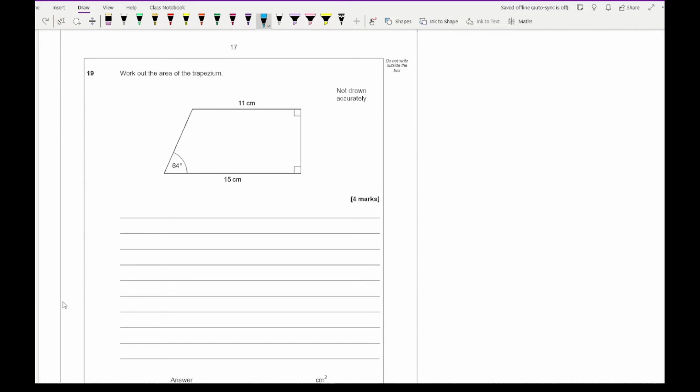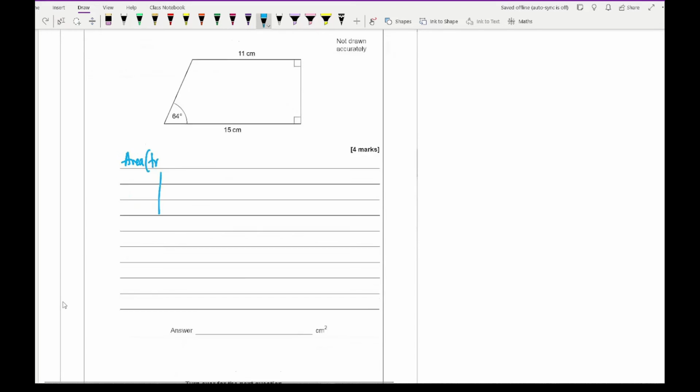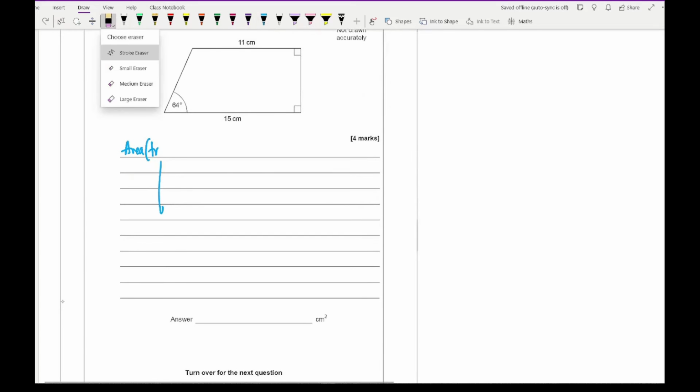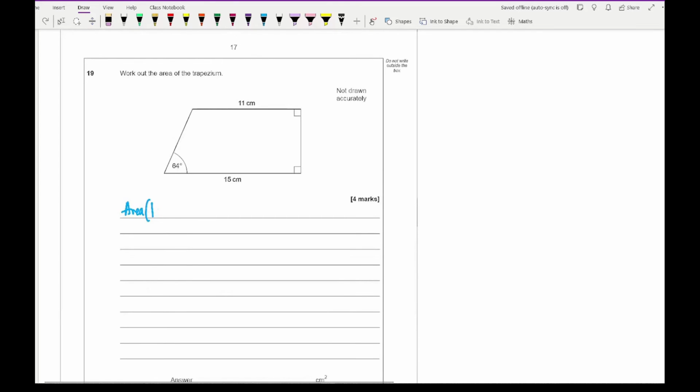For question 19, it says work out the area of the trapezium. Now for this, in order to work out the area of a trapezium, let's just write down, so there we've got the area of the trapezium is equal to a plus b times h divided by 2.